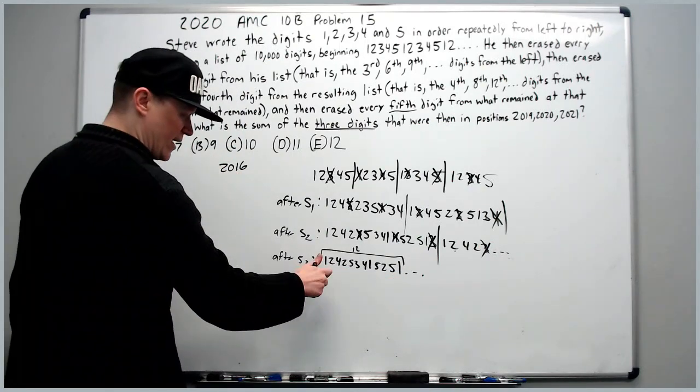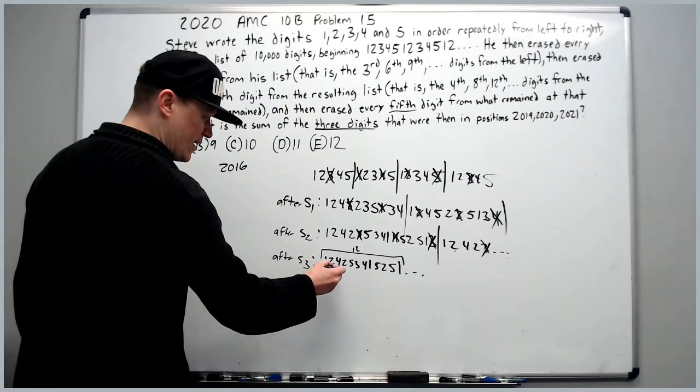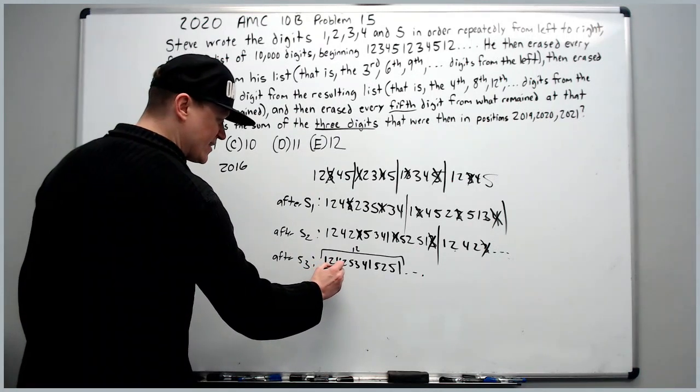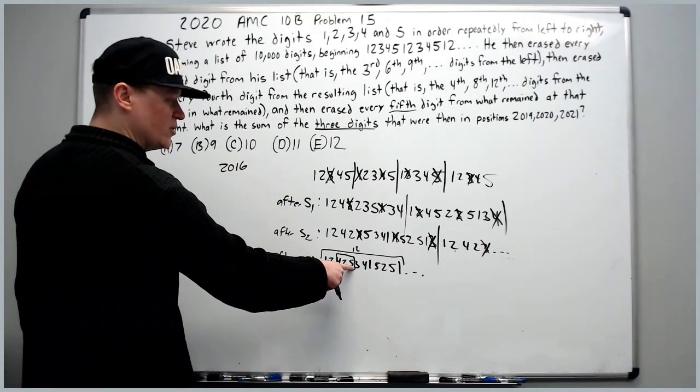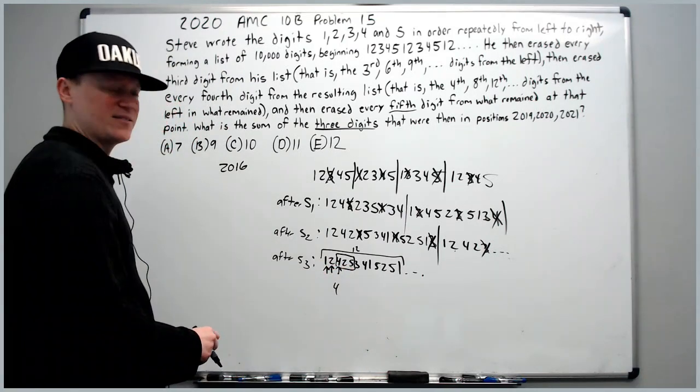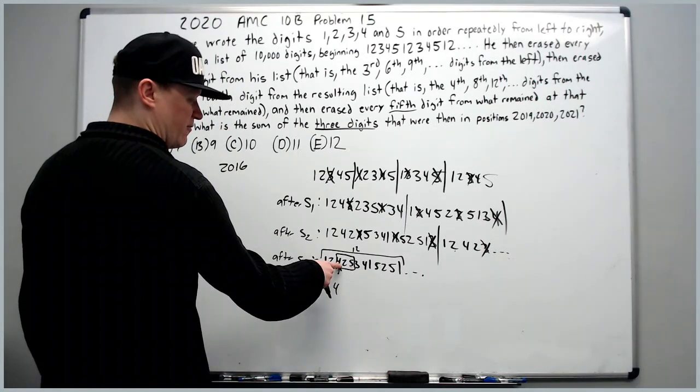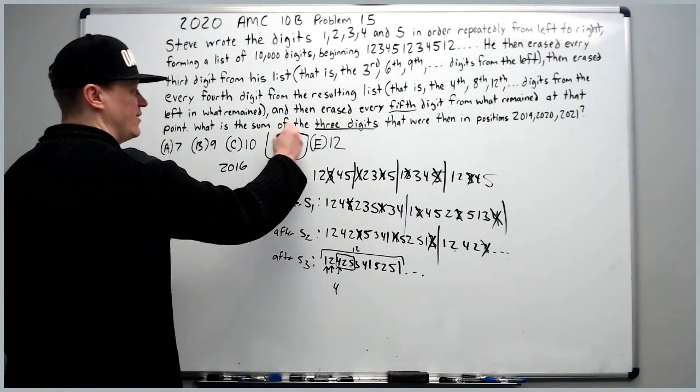2017 is this one right here. 2018 right here. 2019 is the 4. 2020 is the 2, and 2021 is the 5. We can simply add those up. 4 and 2 is 6, and 5 is 11. That's it.